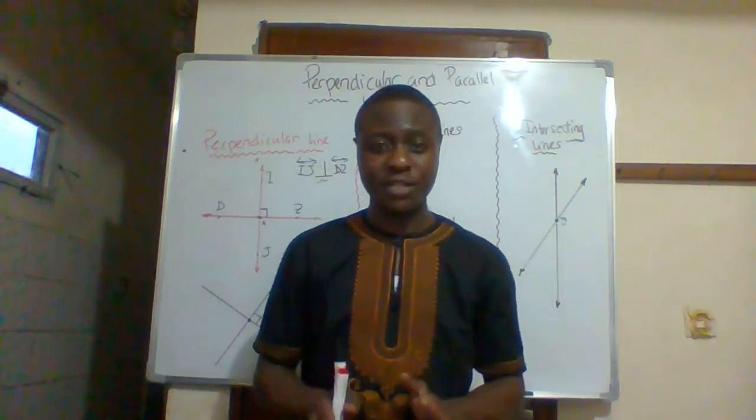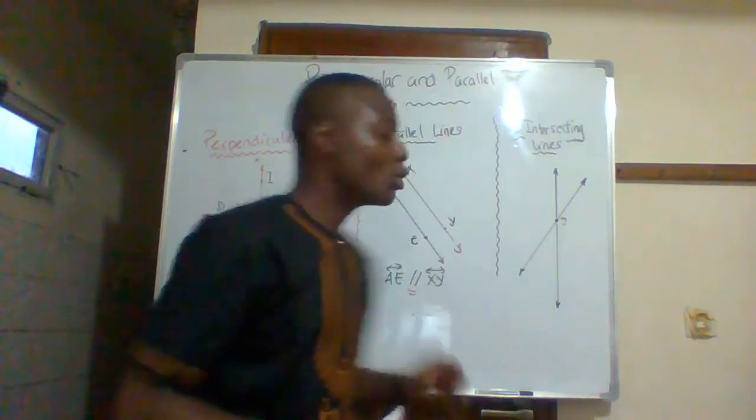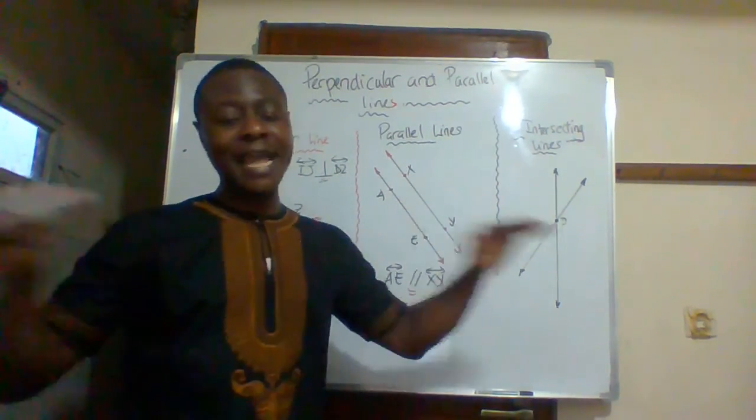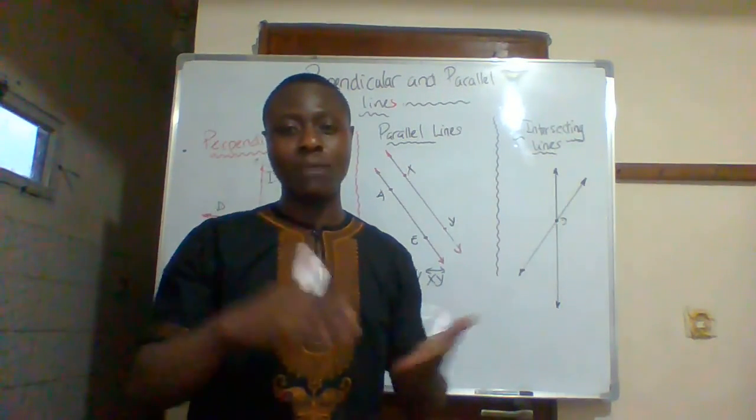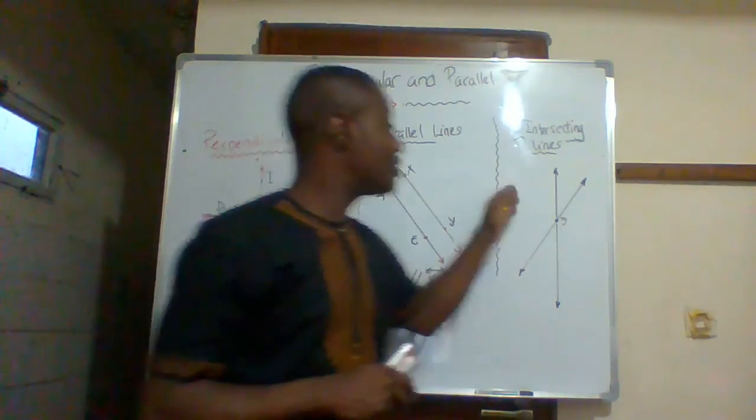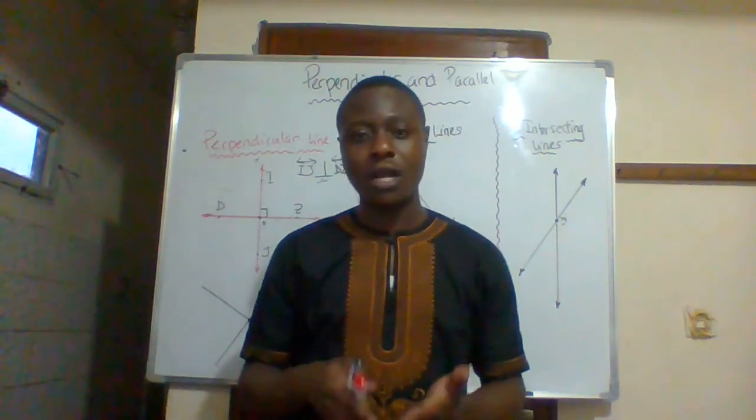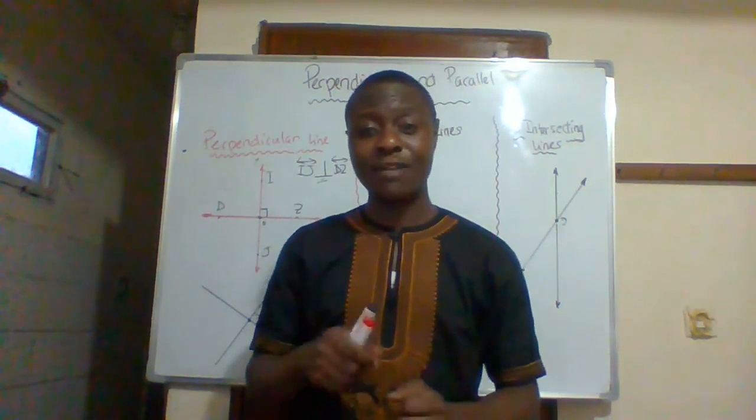So this is the difference between these types of lines. Perpendicular lines cross each other and they make a square corner. Parallel lines extend in both directions, but they will never come close to each other and they will never cross each other. And intersecting lines are just lines that can intersect each other, but they never make square corners or right angles.